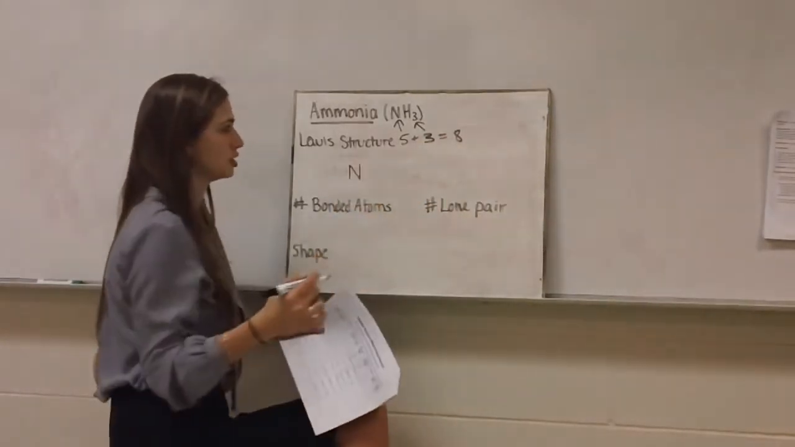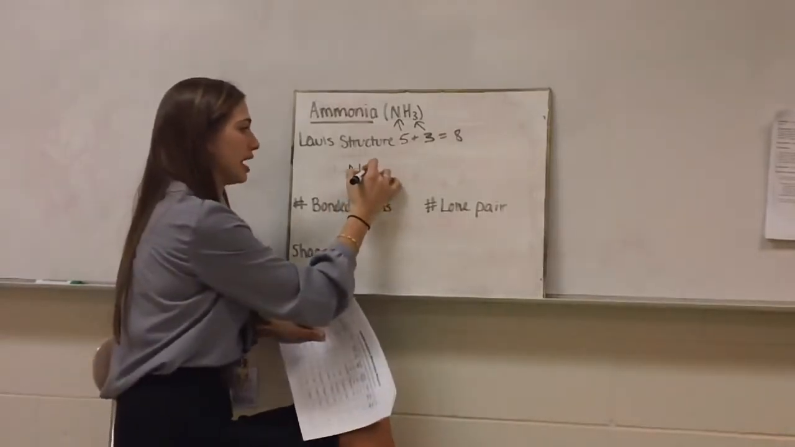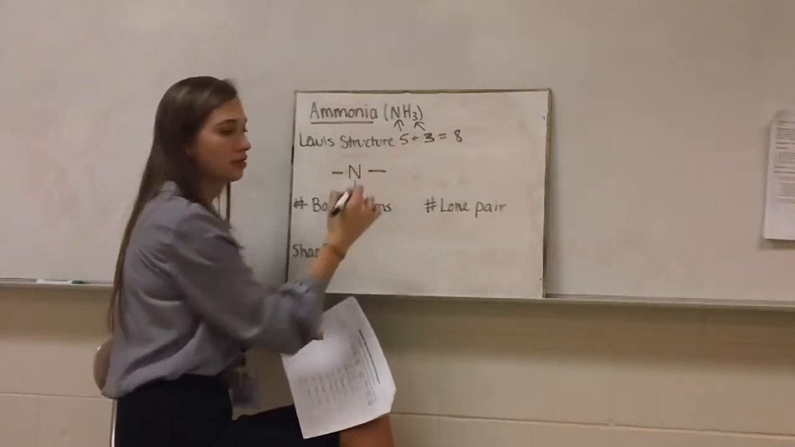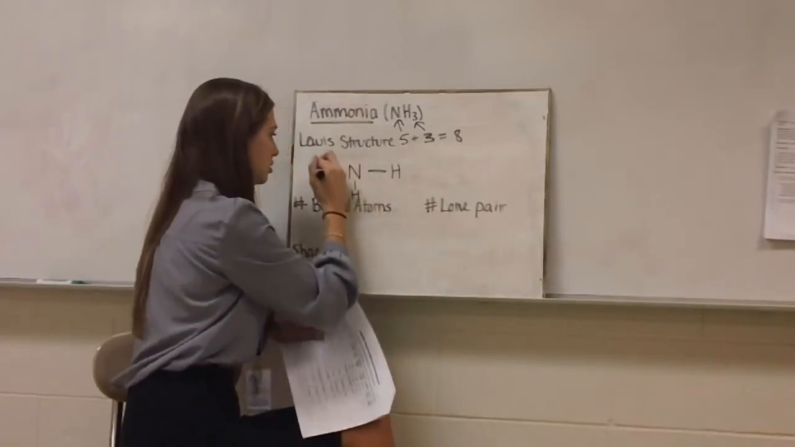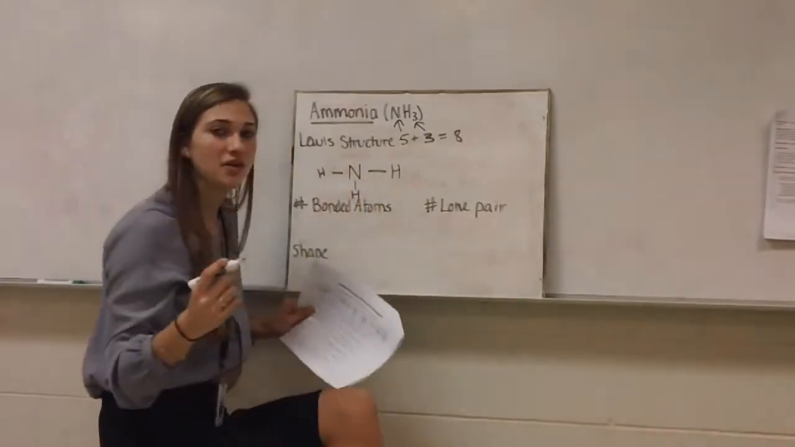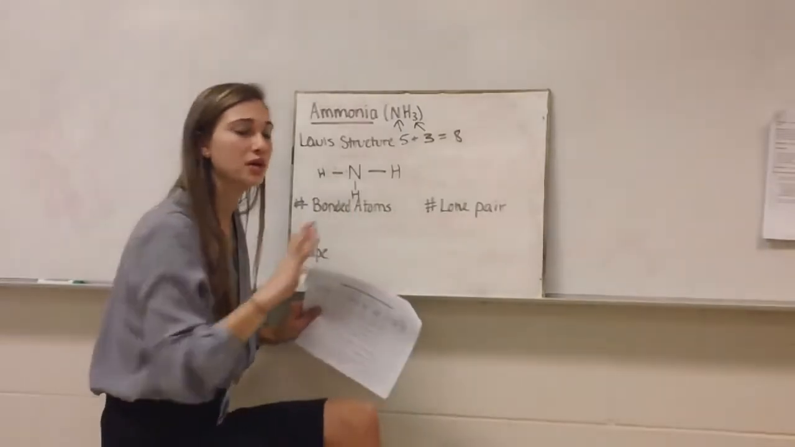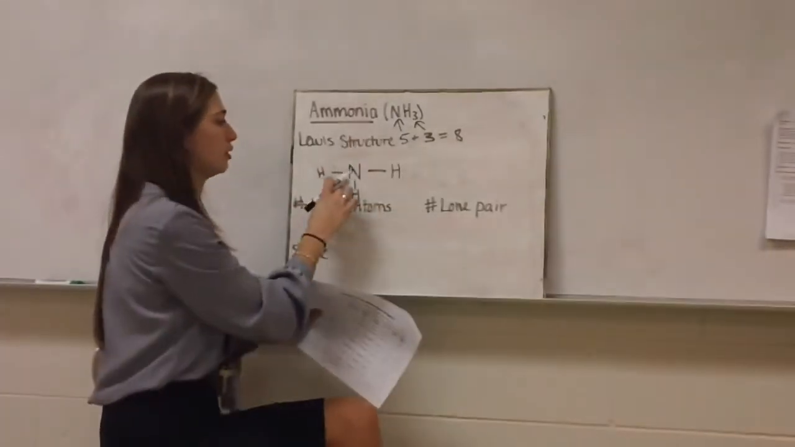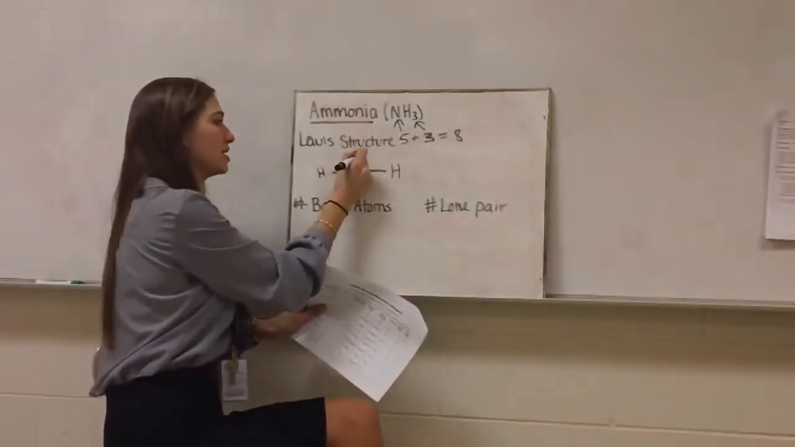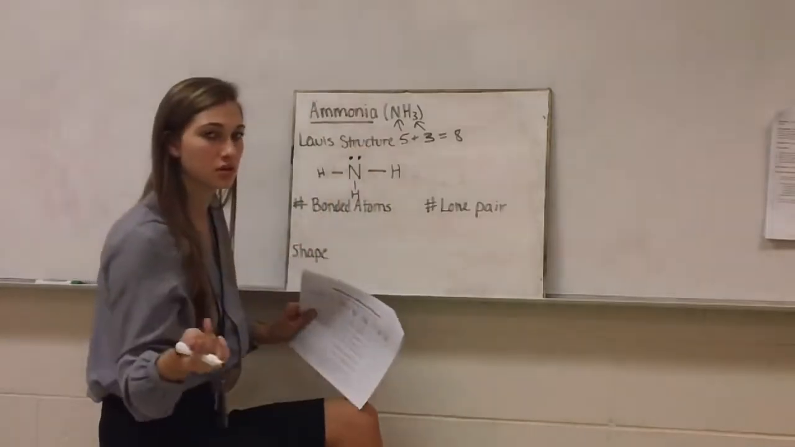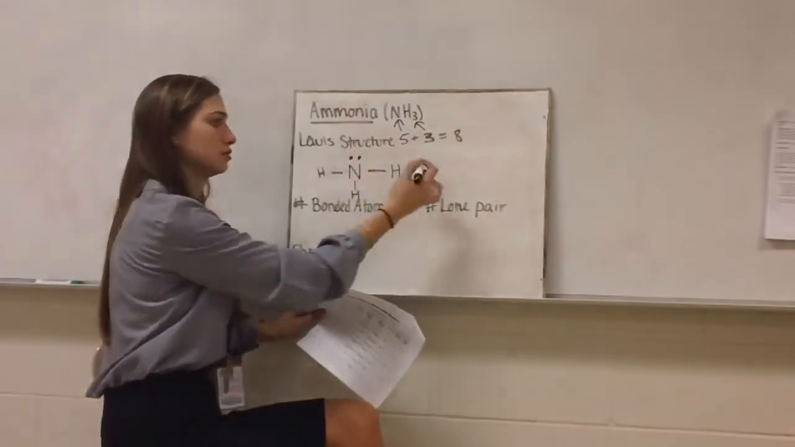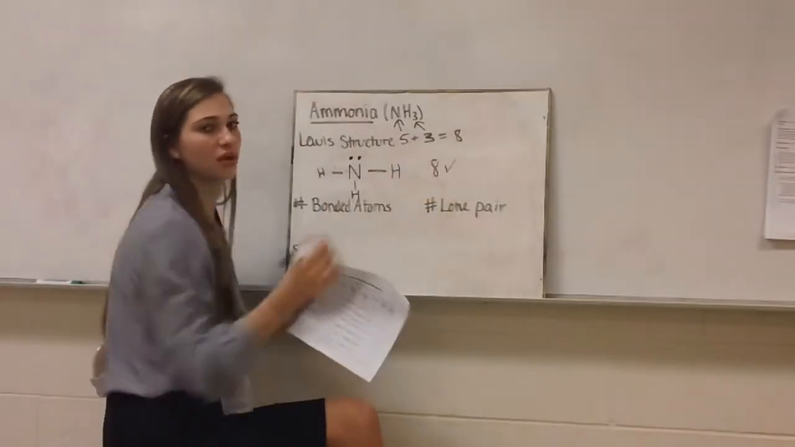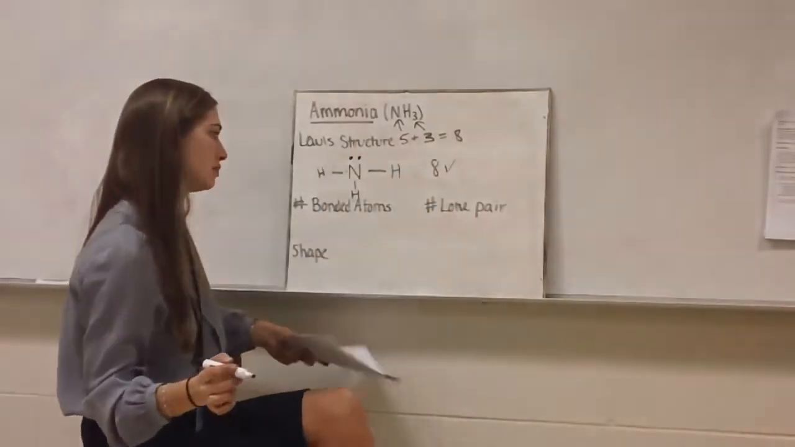So we have nitrogen, and then we're going to have 3 hydrogens attached to it. We know that our nitrogen needs to have 4 things around it. Right now it only has 3. So we have to add a set of lone pairs. Now let's count our electrons. 2, 4, 6, 8, which is the same as the number of valence electrons that we calculated.